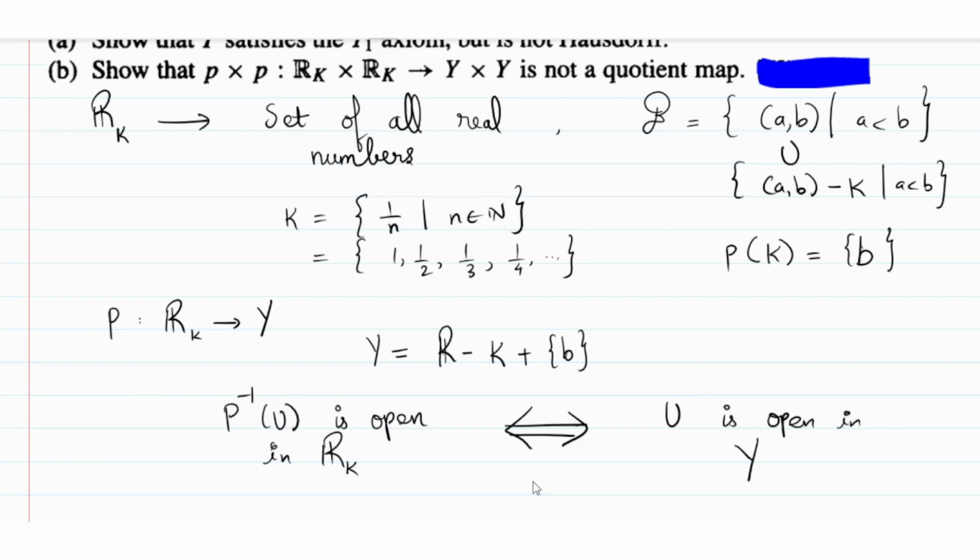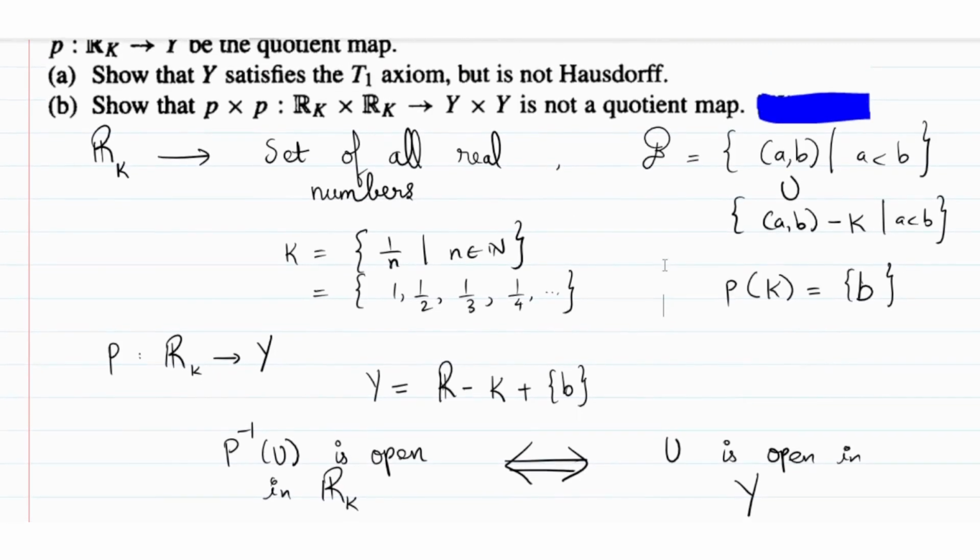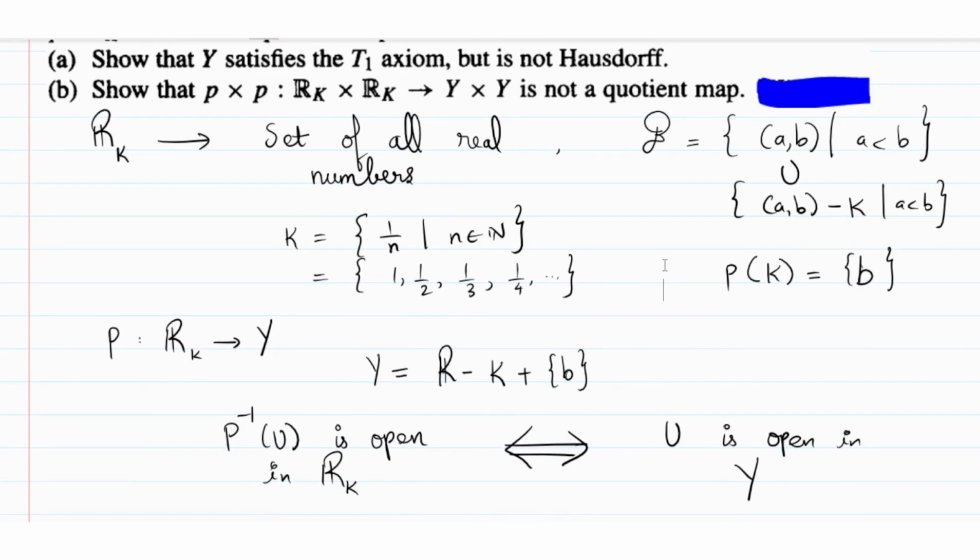That is, any saturated open set in Rk will map to an open set in Y, and only those saturated open sets map to open sets. So those two are equivalent. If you find any saturated open set, then that's an open set in Y. And that is the kind of topology we induce using the quotient map. With that topology, the space Y is formed, and we have to prove that Y satisfies the T1 axiom.